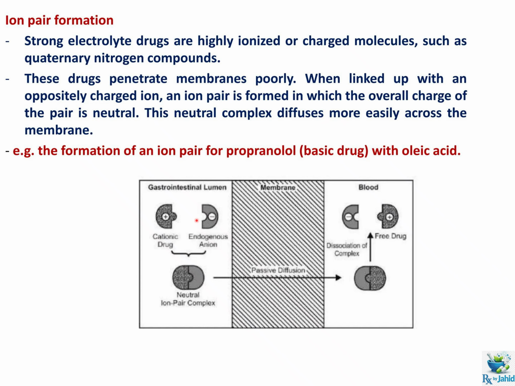If we add this with another endogenous anion, then what would happen? It would be neutralized. So this is a neutral ion pair complex. Then as it is neutral, its polarity has decreased, and it is suitable for passive diffusion, then it will have a passive diffusion and get into the blood. After going to the blood, these will again dissociate to form the free drug. Okay, so this is ion pair formation mechanism.